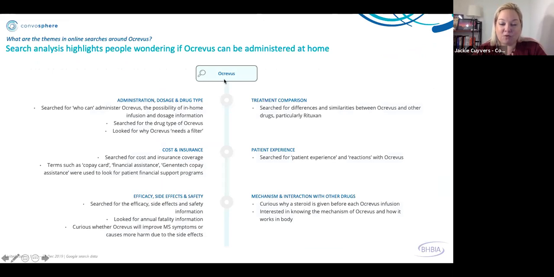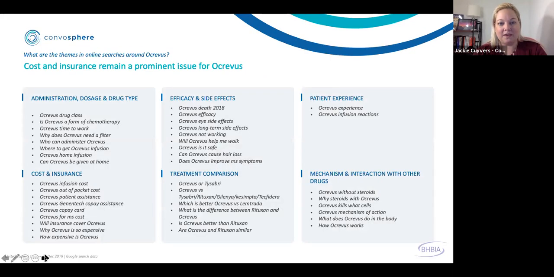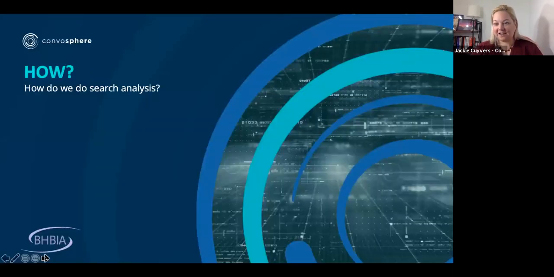Whereas when they're looking at one of the treatments, so for example, this one, Ocrevus, it's interesting that people are wondering if it can be administered at home. And they have questions about the cost and the insurance, comparing this treatment to other treatments, and the efficacy, side effects, and safety. Right. So that's kind of the output. That's the types of findings or insights that you can generate using social listening or the search analysis.